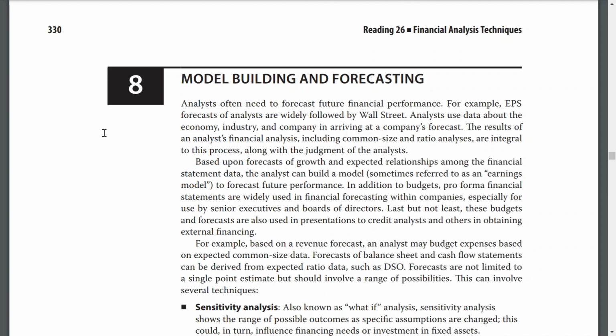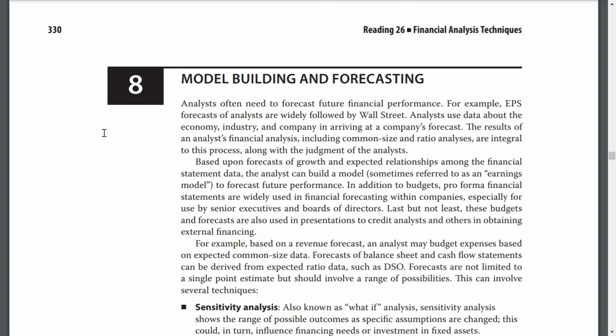The result of an analyst's financial analysis, including common size and ratio analysis, is integral to the process, along with judgment of the analysis based upon the forecast of growth and expected relationships among the financial statement data. The analyst can build a model, sometimes referred to as an earnings model, to forecast future performance. In addition to budgets, pro forma financial statements are widely used in financial forecasting within companies, especially for use by senior executives and board directors.